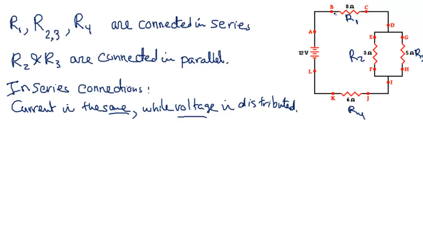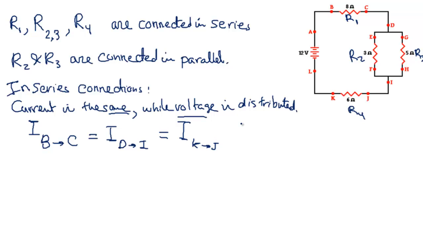So the current from B to C will be the same as the current going from D to I. Notice I said D to I, not G to H or E to F. Those are branches. But the current going from B to C will be the same as the current going from D to I, the same as the current going from J to K. So the current I from B to C is equal to the current from D to I, equal to the current going from K to J.